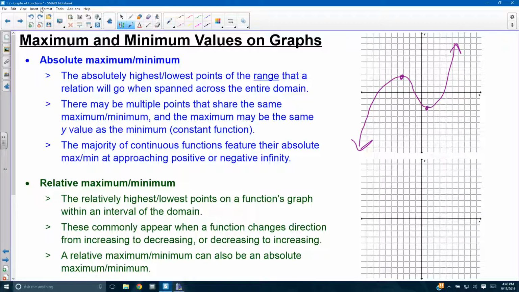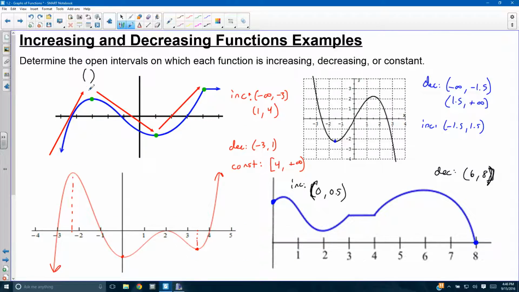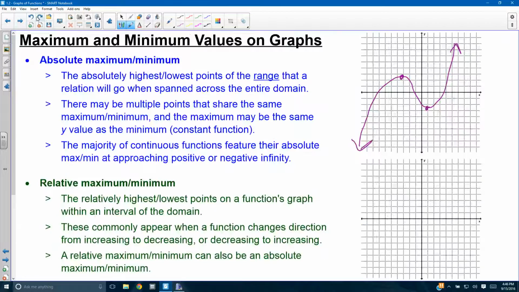After all, we did mention these points in the last slide about increasing to decreasing, right? So these points still mean something for us. These points of concavity, if you will. These critical points here. This is where we reach what are called relative maxima and minima. So a relative max or min is the relatively highest or lowest point on a function's graph within an interval of the domain.